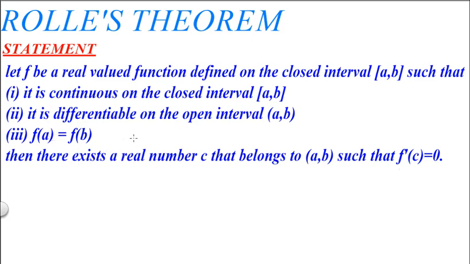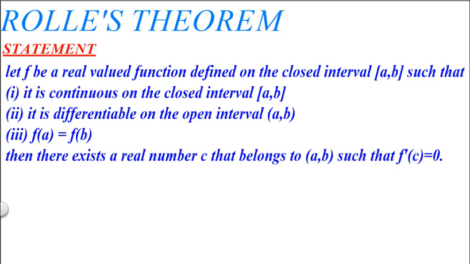Then there will exist a number c. If these three conditions for the given function are satisfied, then there will exist a real number c that belongs to the interval (a, b), such that f dash c, that means we have to find f dash x, the first order derivative of the function, and in that, instead of x we place c, it should be equal to 0. This is the application of Rolle's theorem.